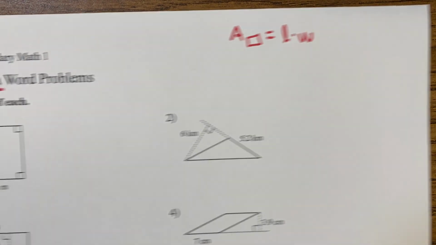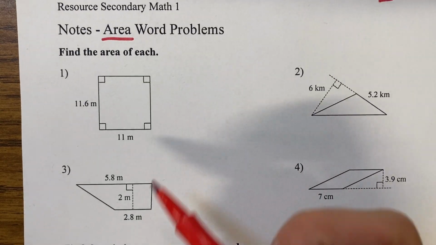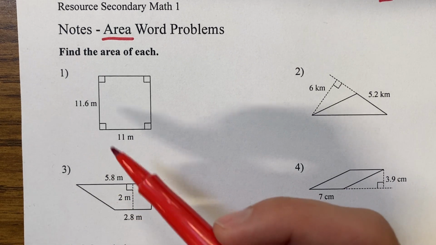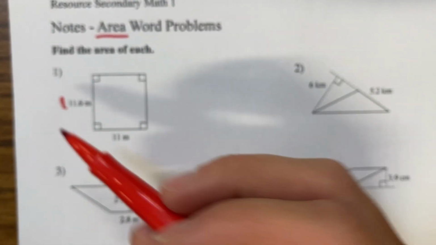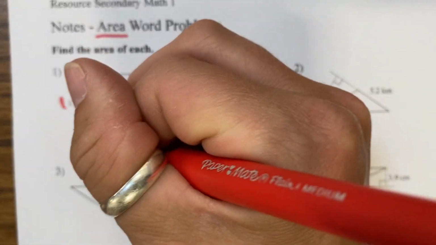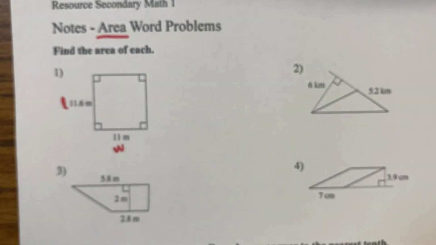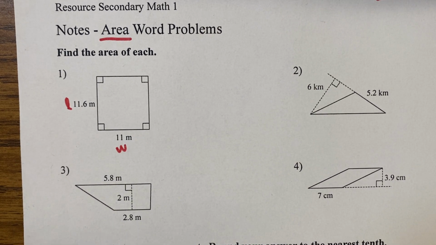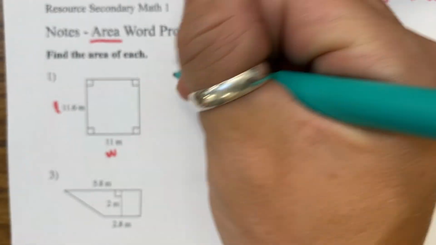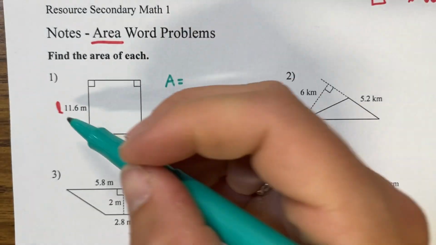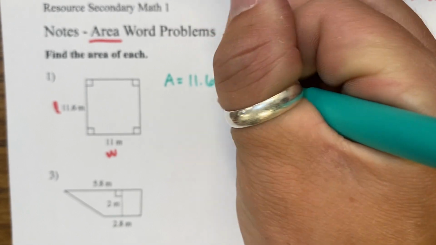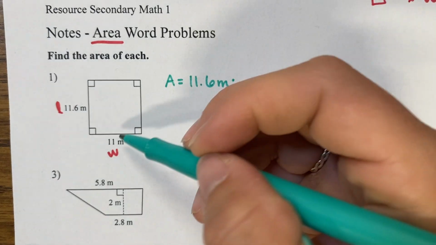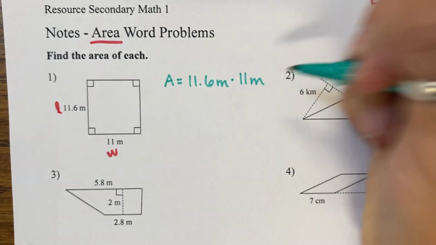Beautiful. Okay, so now in number 1, we just need to identify which is my length and which is my width. Okay, well, I'm going to go ahead and identify 11.6 meters as my length, and 11 meters would be my width. Now that I identified those two, which is what we need for our formula, I can go ahead and just plug it in. So I have area equals length, 11.6 meters, times my width, 11 meters.